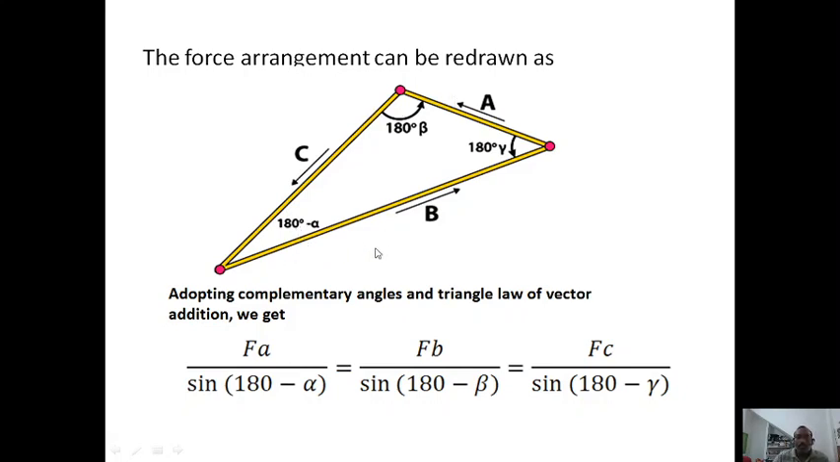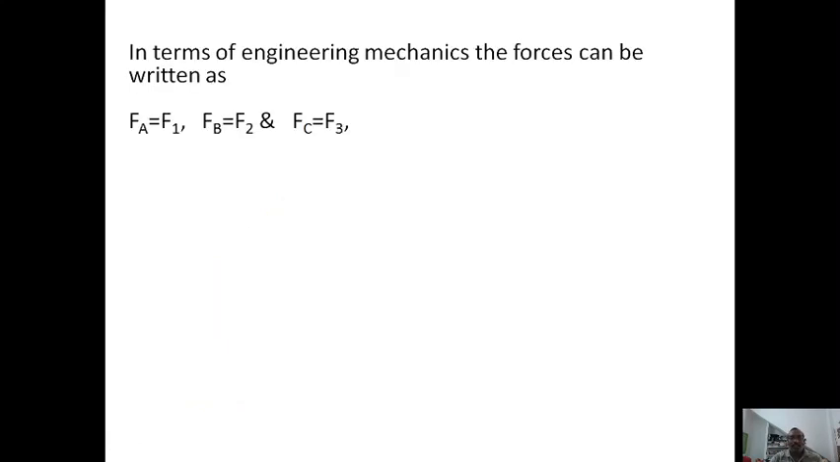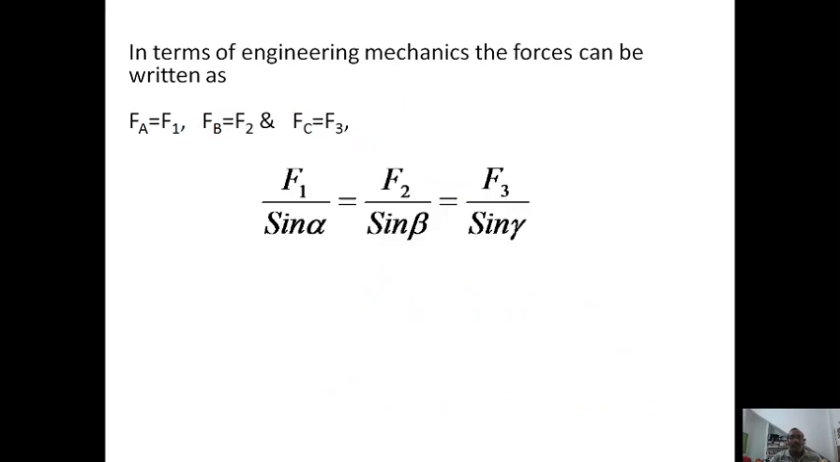As per the sine vector notations, this can be resolved as force Fa divided by sine of 180 minus alpha. This is the opposite side. You can see the opposite angle is 180 minus alpha. Sine of 180 minus alpha is nothing but sine alpha. Similarly, you will get this equation like this.